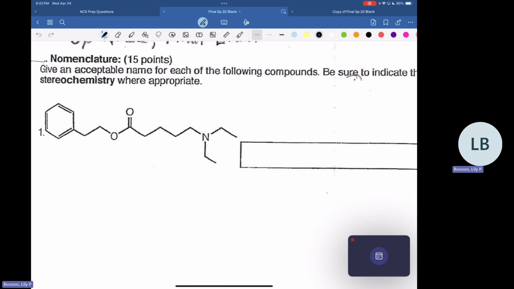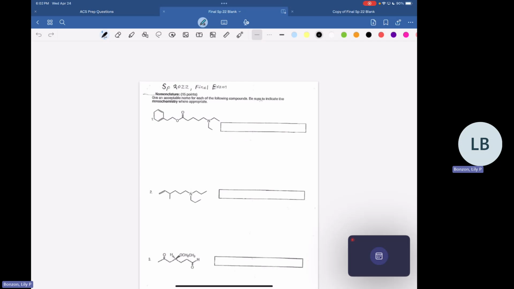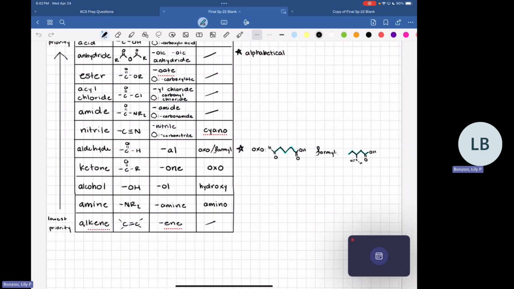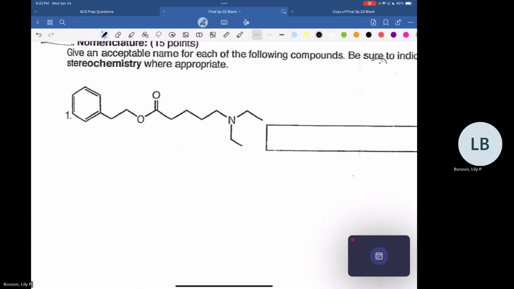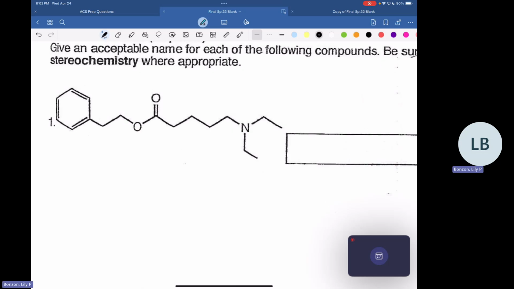Amines are going to be pretty low in the priority list, so even though we've learned them last, they're very low in the priority list. You can see they're all the way down here, even below alcohols. So our parent for this one is actually going to be the ester that's kind of in the middle there. And so for esters, the carbonyl part is going to be kind of like the main part. So we're just going to start numbering from there.